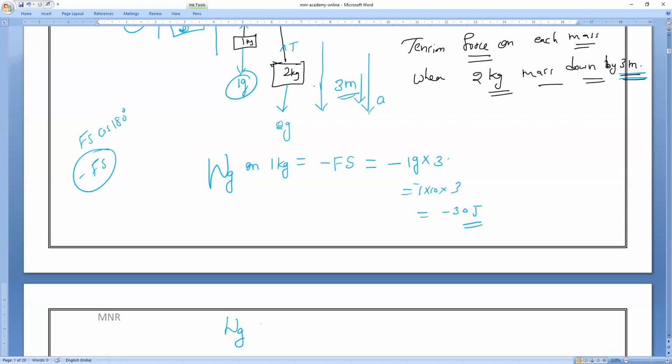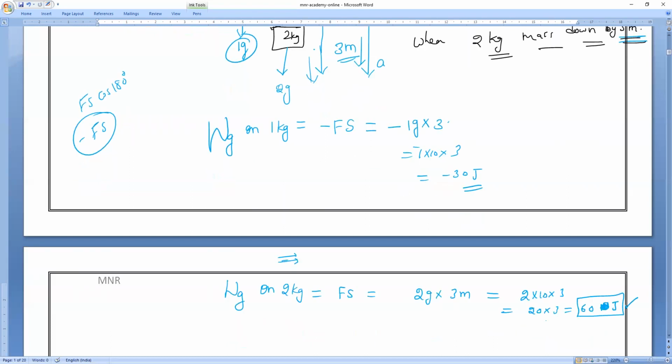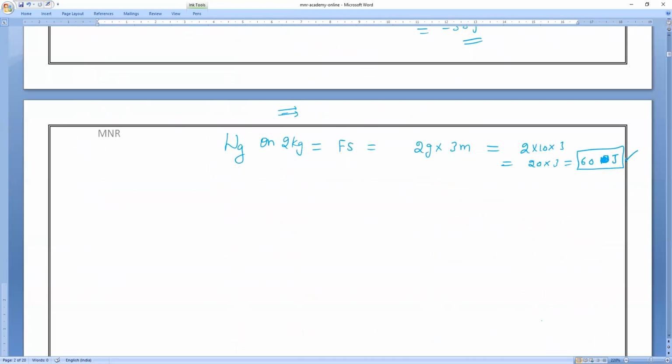Then work done by gravitational force on 2 kg. So now you tell me, gravity is acting in the same direction, the body is also moving in the same direction. So is work done positive or negative? Plus Fs. Yes, plus. Both angles are 0. So Fs is equal to 2g into 3 meters, which is equal to g value 10, 20 into 3, which is equal to how many joules? 60 joules. Work done means joules. Clear, everyone? Yes, sir.